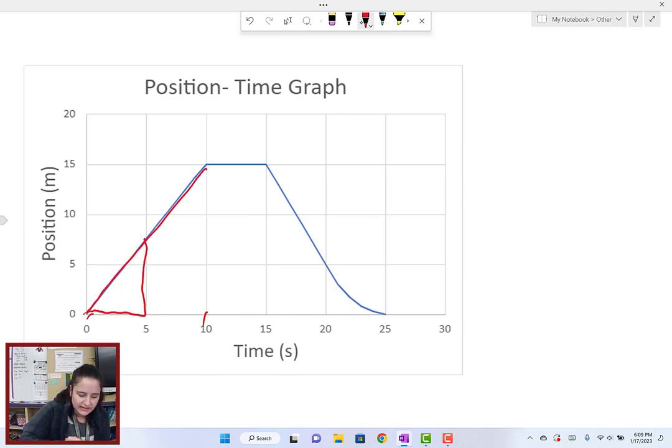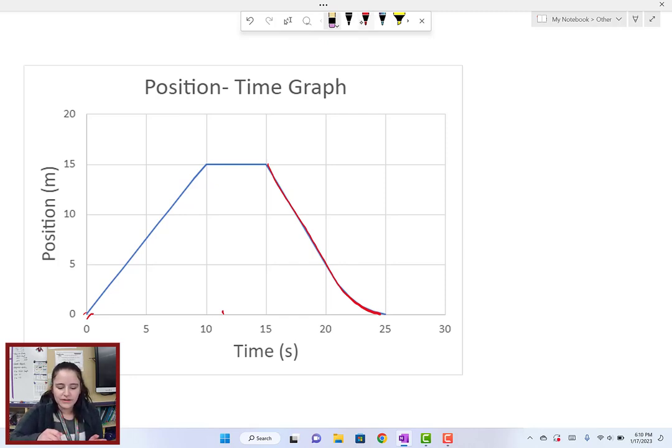At 5 seconds, it's at about 7.5 meters. At 10 seconds, it's at about 15 meters, and it has a pretty constant slope. Then the position at 10 seconds is 15 meters, at 12 seconds is 15 meters, and at 15 seconds it's 15 meters. So how would you describe that motion there? And then we see it start to go back down and then curve slightly at the end.